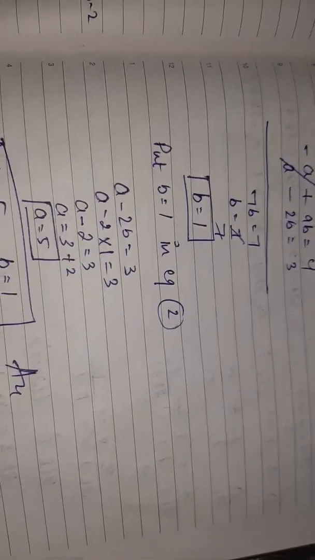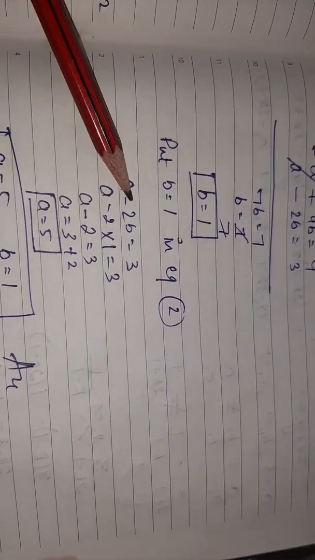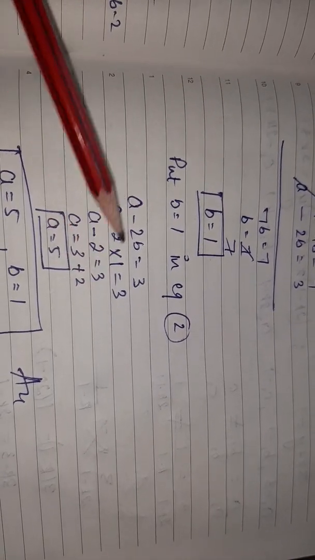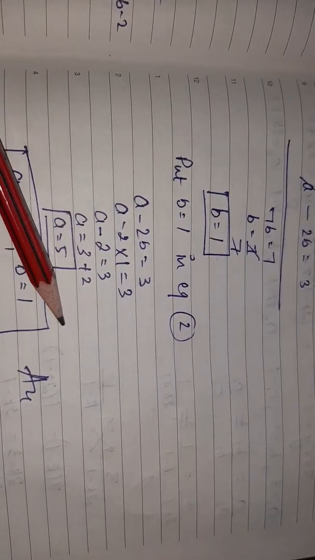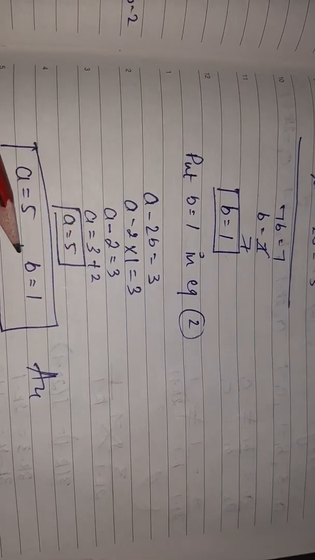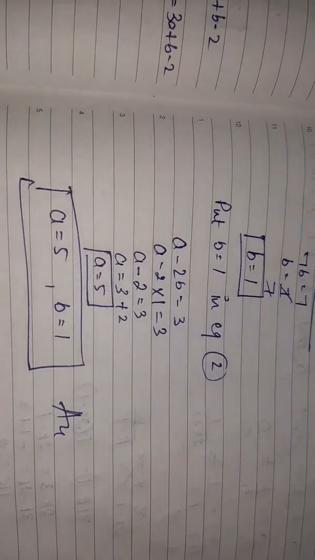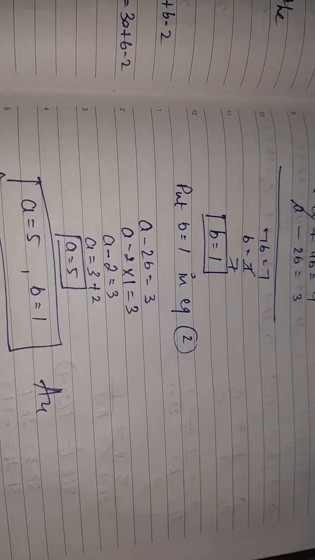Put b is equal to 1 in equation number 2. a minus 2b is equal to 3. 2 into 1, 2. That is minus 2. Take it this side. a is equal to 3 plus 2, that is 5. a is equal to 5 and b is equal to 1. One of the very important questions.